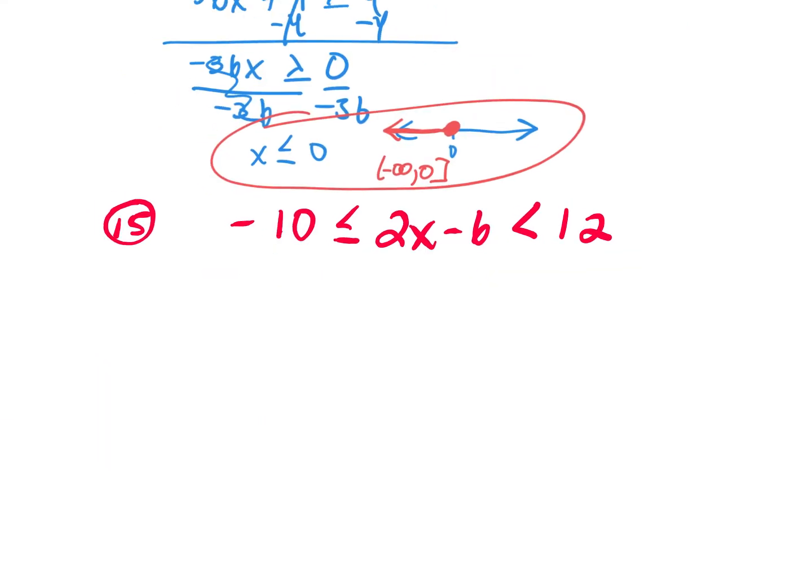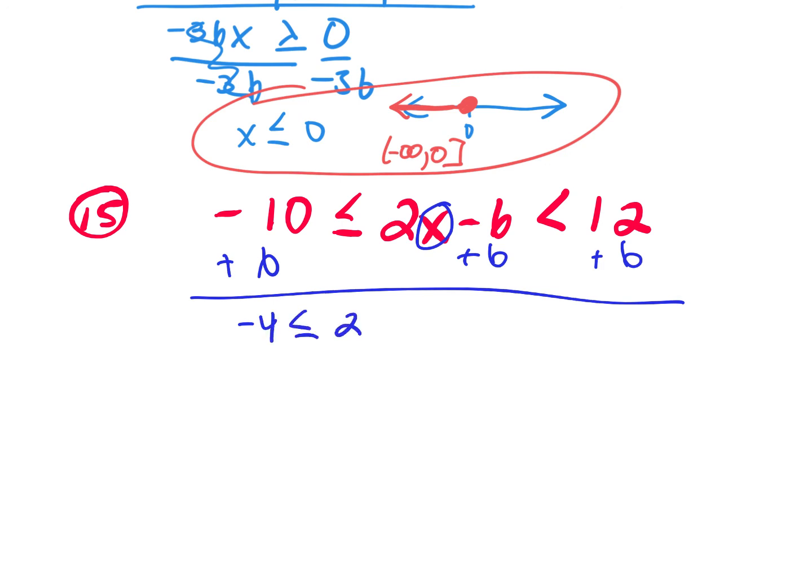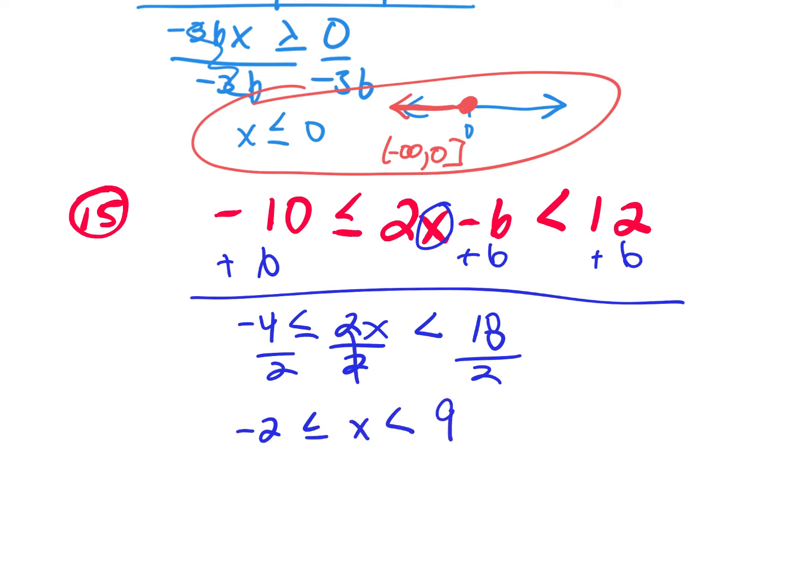Okay, our last two here, guys, are ones where our x value is in the middle. So when it's in the middle, remember, we have to treat both sides of the inequality exactly the same. So if we're going to try and isolate our x here, I'm going to add 6. In order to make an equivalent inequality, we have to add 6 to the right-hand side and to the left-hand side. So we have negative 4 less than or equal to 2x, which is less than 12 and 6 is 18. Now I'm going to divide everything by 2. So I have negative 2 less than or equal to x, which is less than 9.